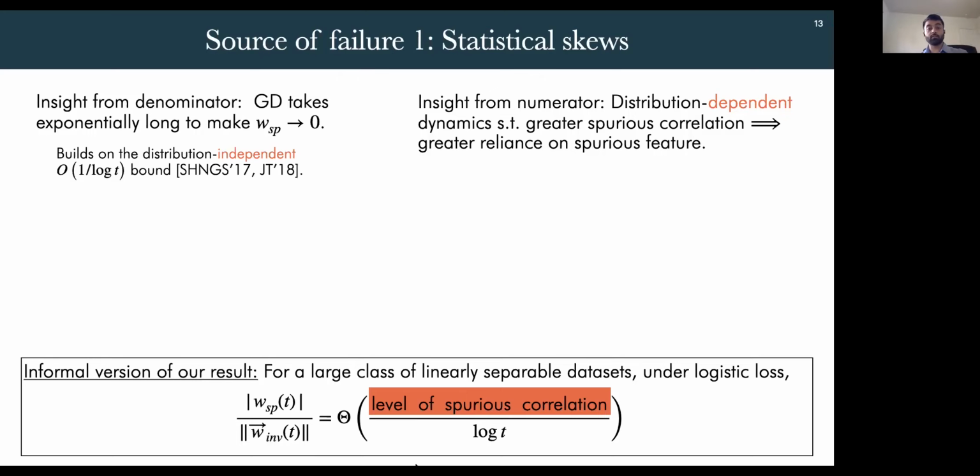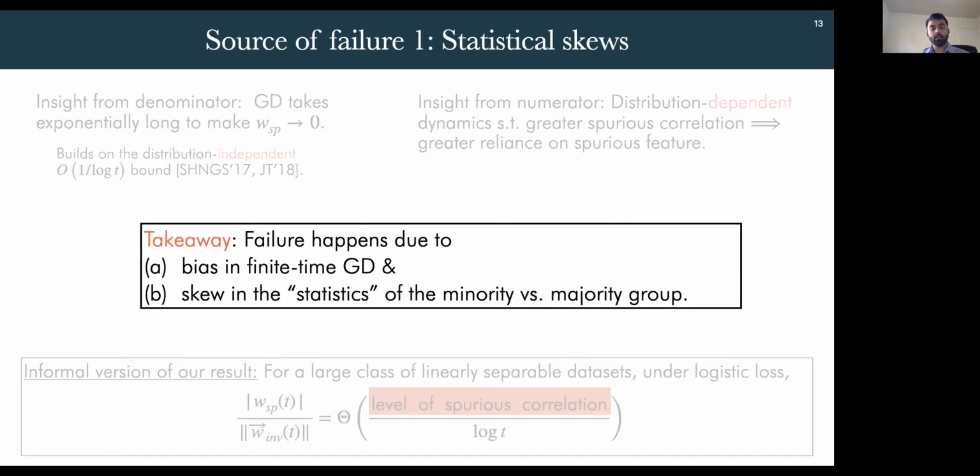So if I lost you there, the high level message of this theorem is that even in data sets where the invariant feature is fully predictive of the label, you can show that gradient descent trained classifiers fail. And that's because of some weird bias in finite time gradient descent, and essentially the skew in the ratio between the minority group and the majority group, which is essentially skew in the statistics of these two groups. So this is the first failure mode.